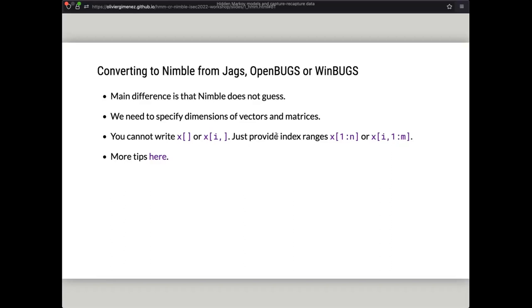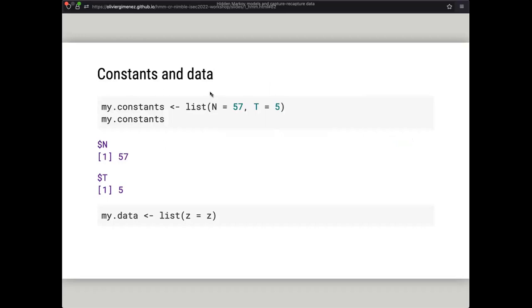Okay, the constants, let's go on with the code. Constants and data here, we have the constants, which are just the number of individuals we released and the number of sampling occasions, number of winters, okay? So this is the index of the loop. And the data is just the table with ones and twos to say whether you were alive or dead.